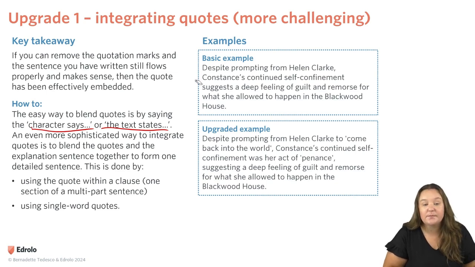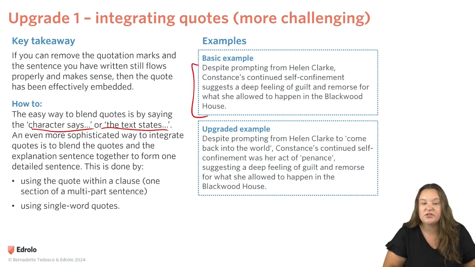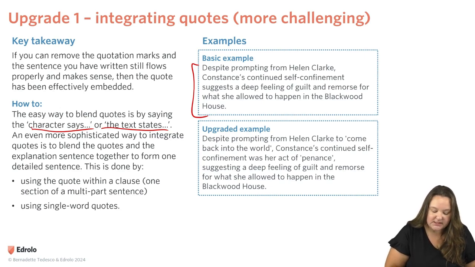So if we have this basic example of an idea that I want to get across, despite prompting from Helen Clark, Constance's continued self-confinement suggests a deep feeling of guilt and remorse for what she allowed to happen in the Blackwood house. I think about how I can add the quote in without interrupting the flow, so that it's just an addition to what's already been said.